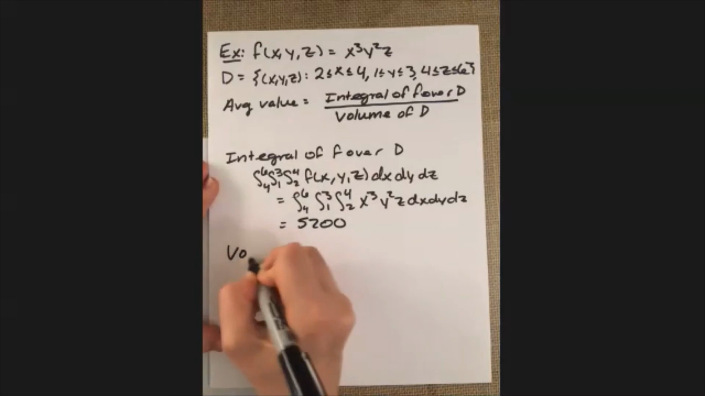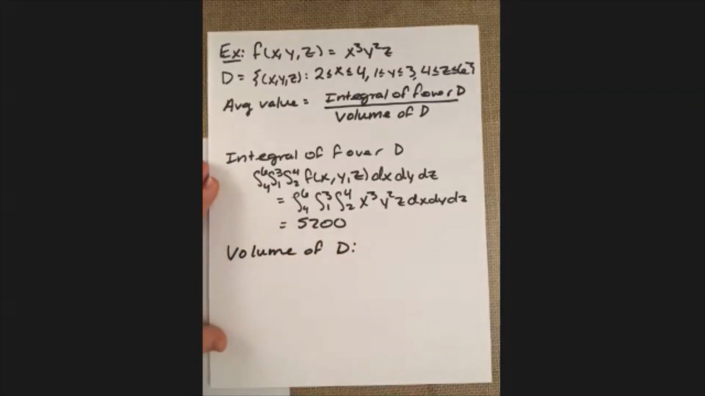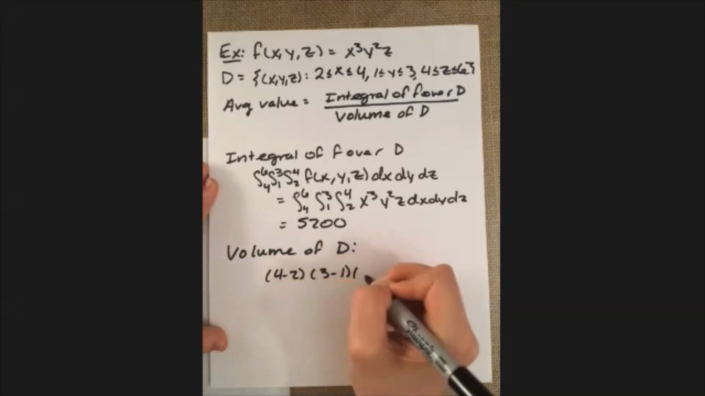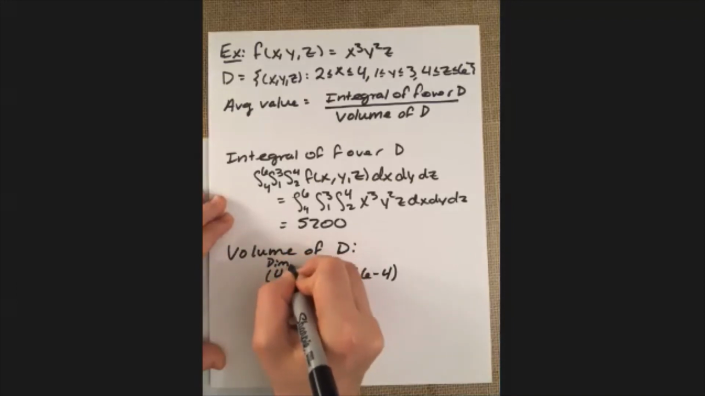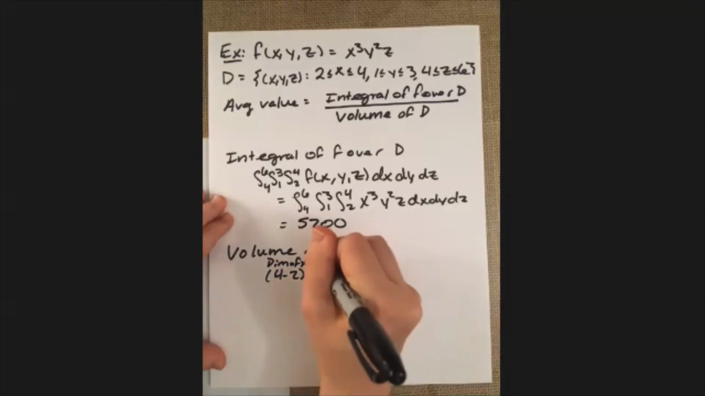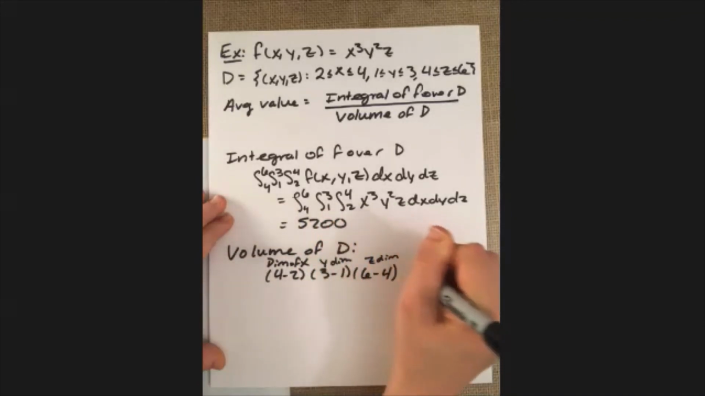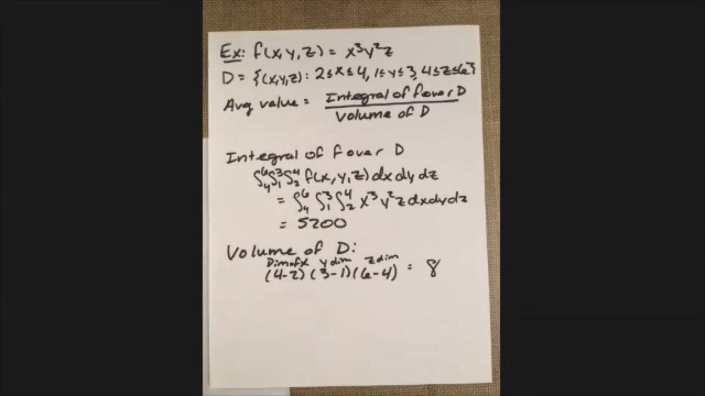Now we just need the volume. And that's going to be 4 minus 2 times 3 minus 1 times 6 minus 4, because these are the dimensions for the x, y, and z directions all multiplied together. You're going to get 8 out of that because it's a cube with sides of 2.